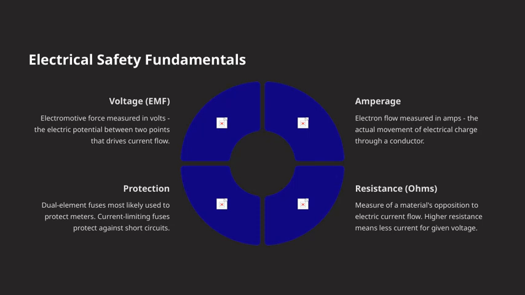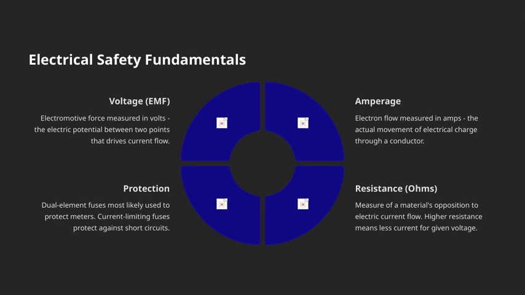Let's start with voltage, also known as EMF or electromotive force. This is measured in volts and represents the electric potential difference between 2 points. It's what drives the current to flow through a circuit. Think of it as the push that makes electrons move.